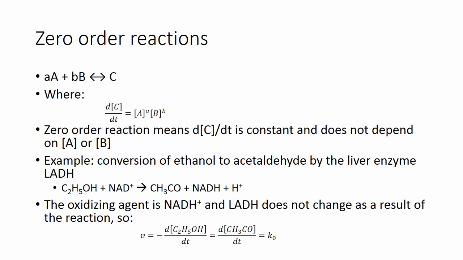So we get a rate here equal to the disappearance of ethanol over time, or negative d concentration of ethanol divided by dt, is equal to the change in the concentration of acetaldehyde over time, which is equal to k0. It's simply equal to that reaction constant.